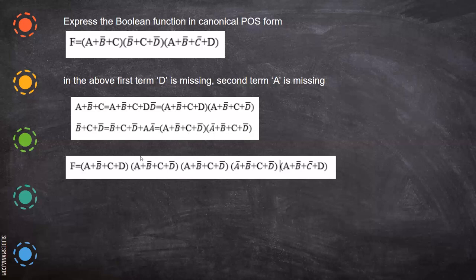Now you substitute this value here. For A, B bar, C, you substitute this: A, B bar, C, D, A, B bar, C, D bar. Then you substitute this for this: A, B bar, C, D bar, A, B bar, C, D bar, and then finally this.